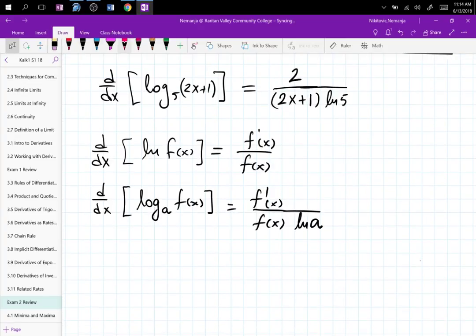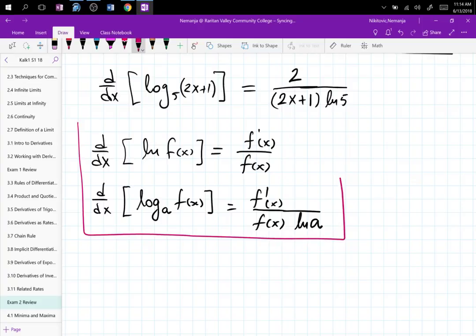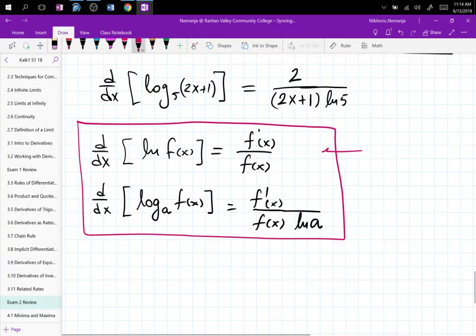So these are the two formulas. Obviously the one on the bottom is the general formula for everything, which would include ln, because ln is just a special case where a is e. But as I said, 99% of the time, use this, right? That's the problem that you are running into.